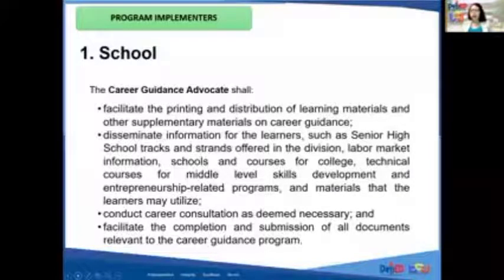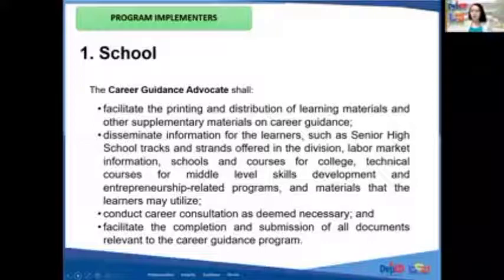If you're going to ask me, ano ba yung ratio na kakailanganin o ano yung ratio required in this particular program? Ideally, this is 1:500, the guidance counselors, no? Dito sa career guidance advocate, since limited yung ating services na maipoprovide, for school year 2021-2022, we understand na kakayanin siguro up to 1,000, no?